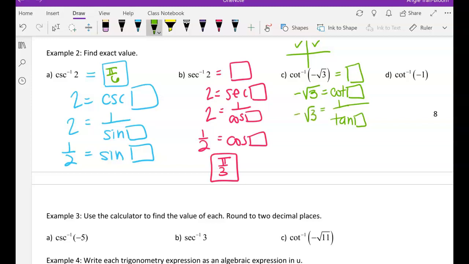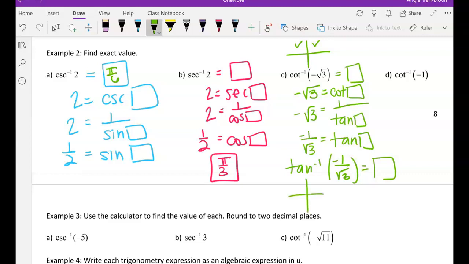Then I'm going to flip it to say tangent of some box equal to negative 1 over rad 3. I do not need to rationalize because that's not my final answer. Then I know tangent inverse is in quads 1 and 4. But think about this: my original is not a tangent inverse, okay?